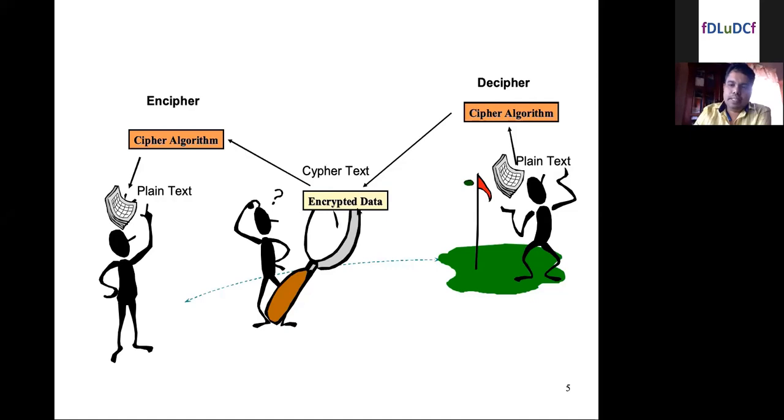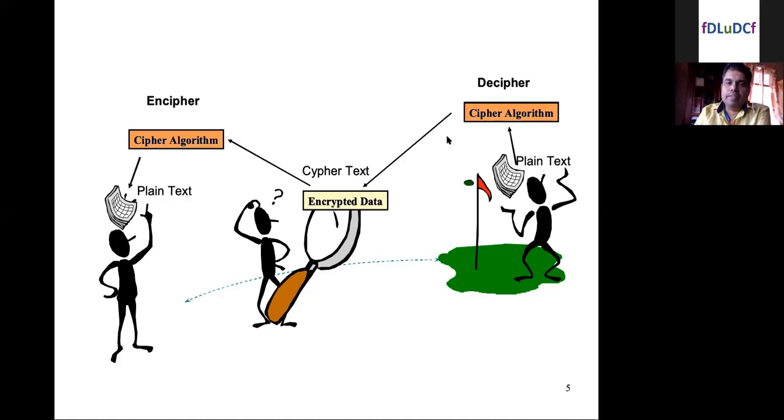Those encrypted data we can convert back to the human readable format. That reconversion process is usually called decipherment or decryption. For decryption also we have to use algorithms. Those algorithms again we call cipher algorithms. Usually in symmetric cryptography algorithms we use the same encryption algorithm for decryption as well.